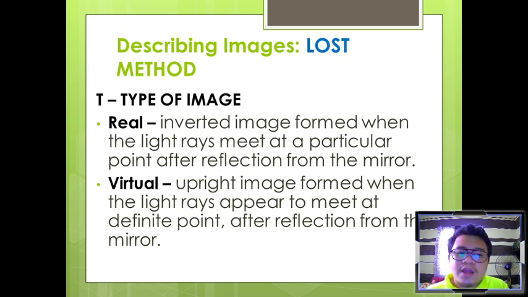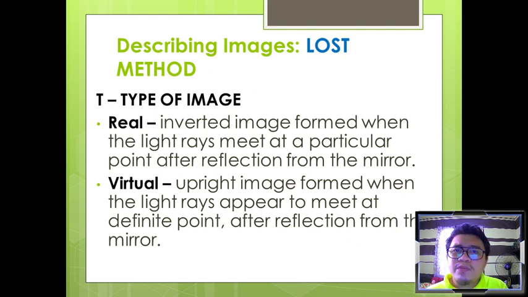Okay? And a virtual image is an upright image formed when the light rays appear to meet at a definite point after reflection from the mirror. So this means that a virtual image is always upright. So they are always in pair. If a real image is formed, then expect that the image is inverted. And if the image is virtual, then expect that the image is also an upright one.